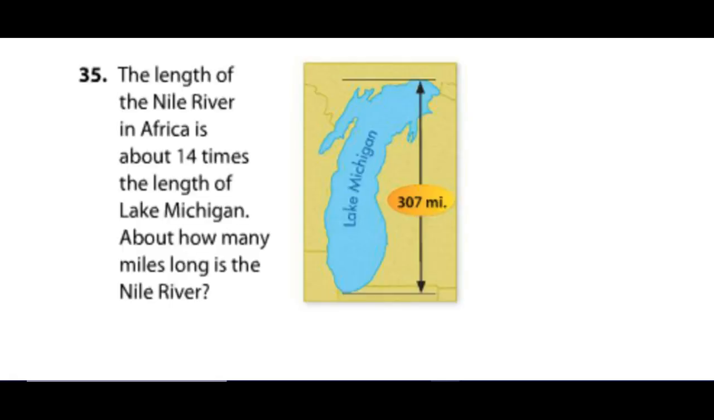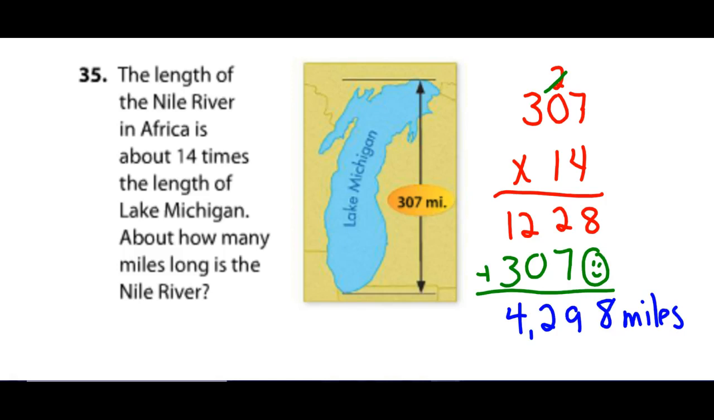Okay, guys, let's look at the next question. The length of the Nile River in Africa is about 14 times the length of Lake Michigan. About how many miles long is the Nile River? So in setting this up, we're going to have 307 times, sloppy 7 there, sorry about that, 14. Okay, go ahead and pause, do this work on your whiteboard, and when you're ready to check it, come on back and hit play. Okay, so your answer should be 4,298 miles.